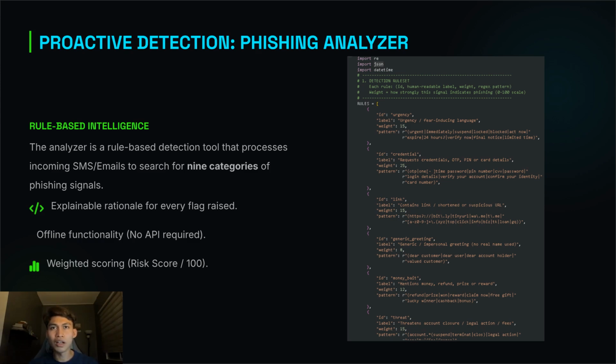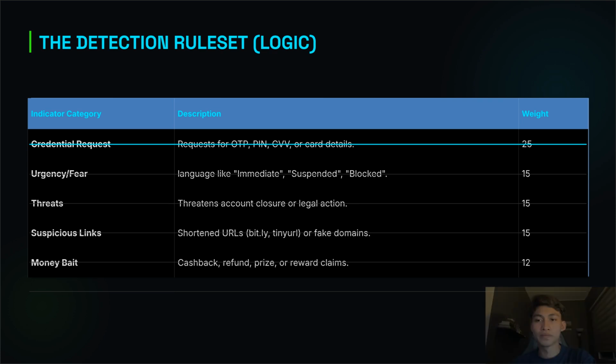I pasted the coding of my prototype here, and on the next slide, I will show you the real output. Let's take a closer look at the mathematical logic powering this engine. The analyzer evaluates text strings across 9 specific categories.